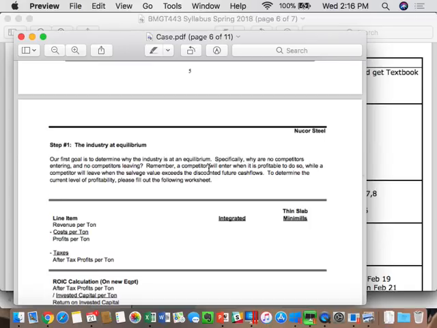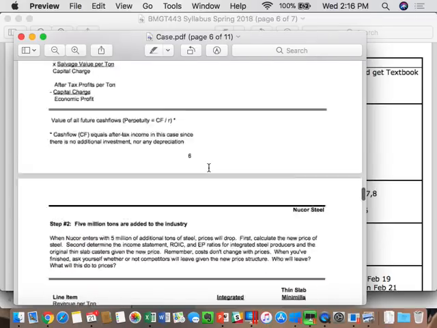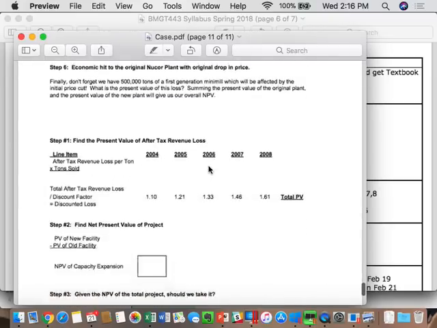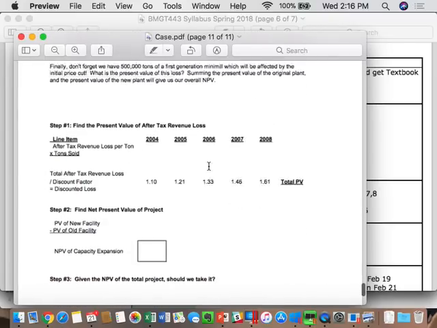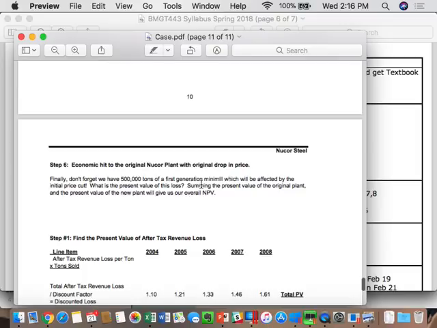So what you have to turn in as a group are the completed worksheets, completed correctly, and at the top of the page a write-up answering the question at the top of every step. That is your group project due on Monday that you're going to complete and turn in.